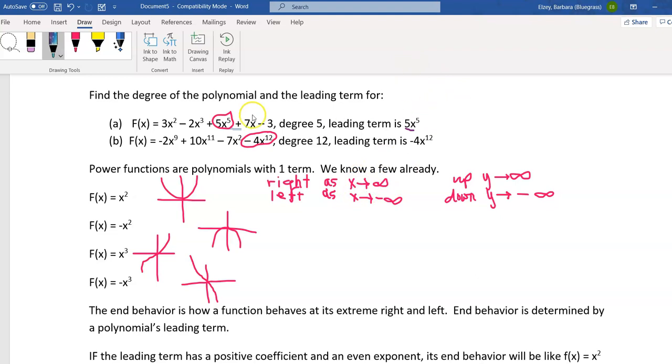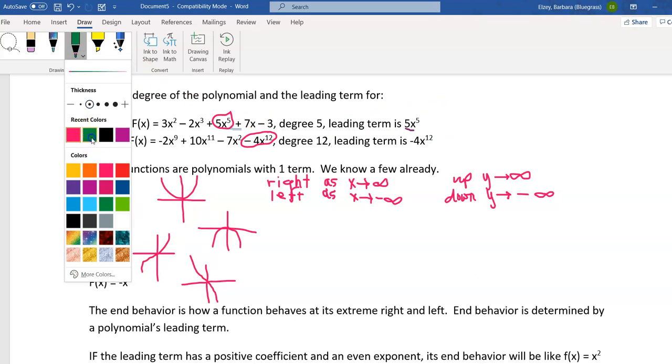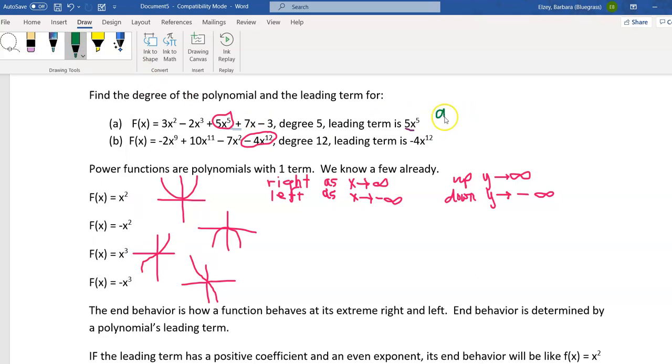So as x goes to infinity, as x arrow infinity, that's my mathematical way of saying to the right. Our y's go up, so y goes to infinity.